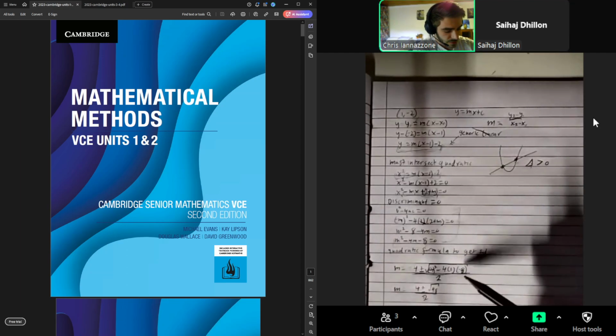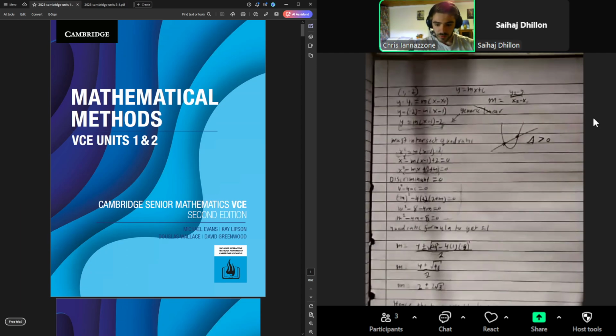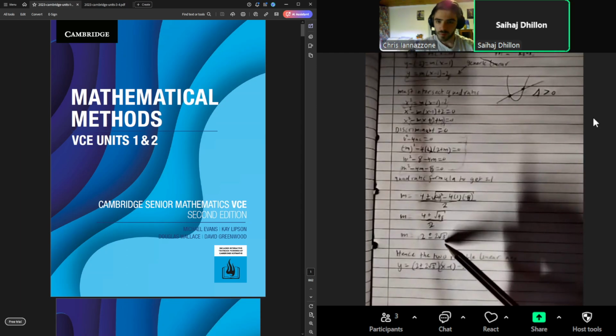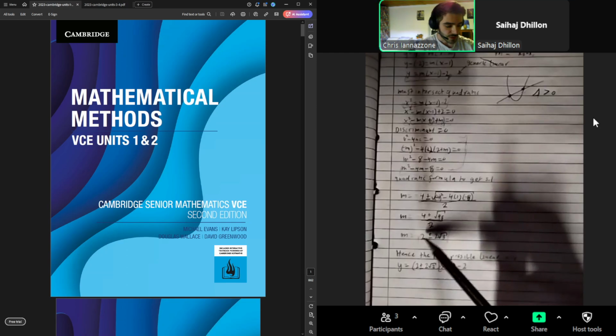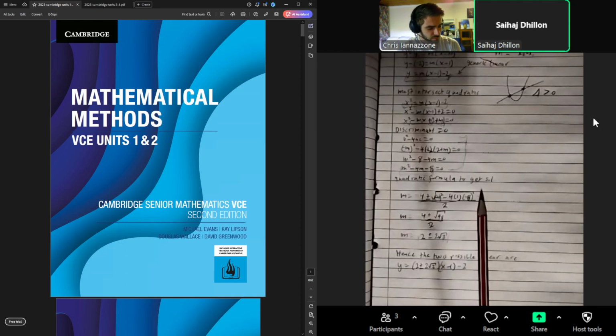Simplify the quadratic formula, and you get your m values. All you do from there is say, well, okay, those are the possible gradients for my line. It could be either the positive version of the root or the negative version of the root. Yeah. Okay, that makes pretty much sense.